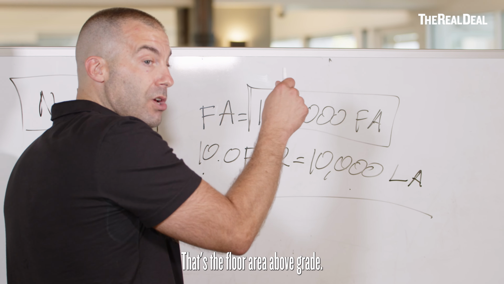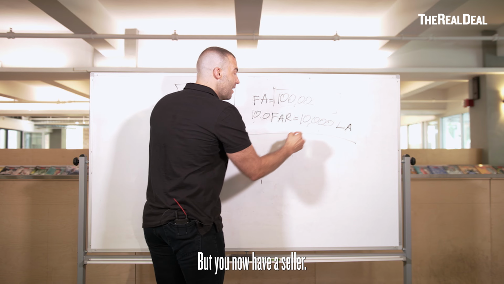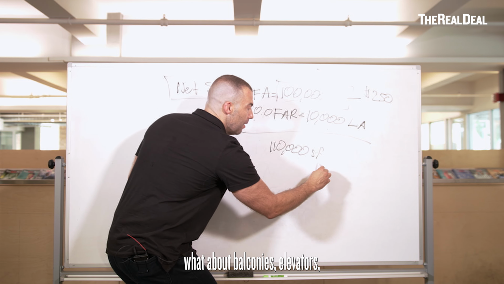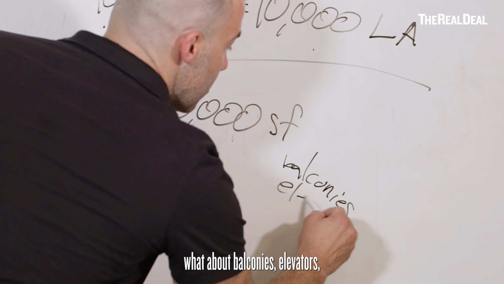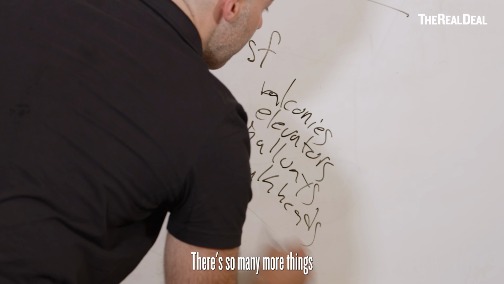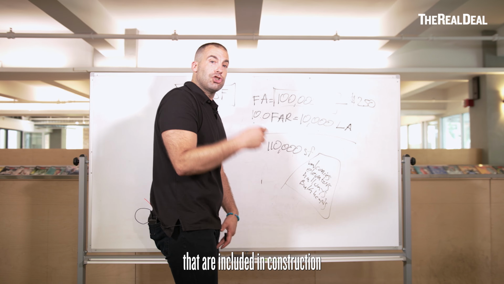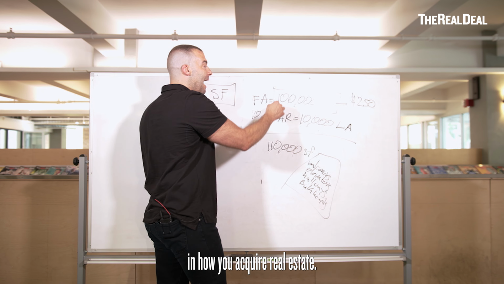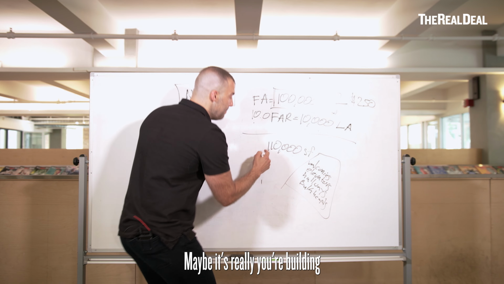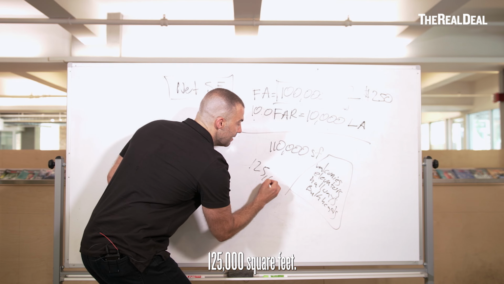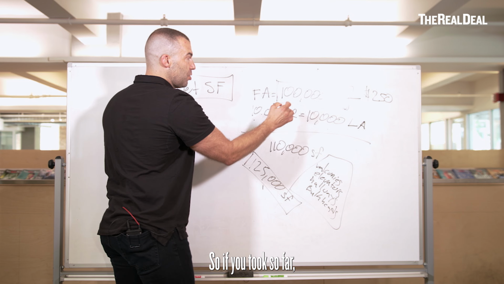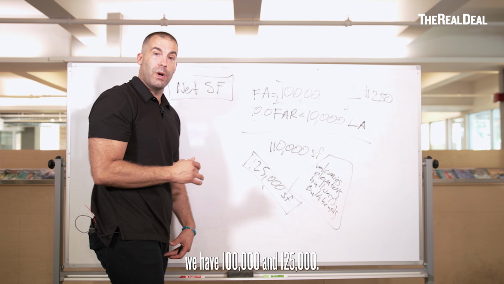So that means the building isn't 100,000 square feet. That's the floor area above grade, but you now have a cellar. This is how you build. We said 110,000, but you have to assume, what about balconies, elevators, hallways, bulkheads? There are so many more things included in construction that are not included in how you acquire real estate. So let's say maybe you're really building 125,000 square feet, okay? So far we have 100,000 and 125,000.